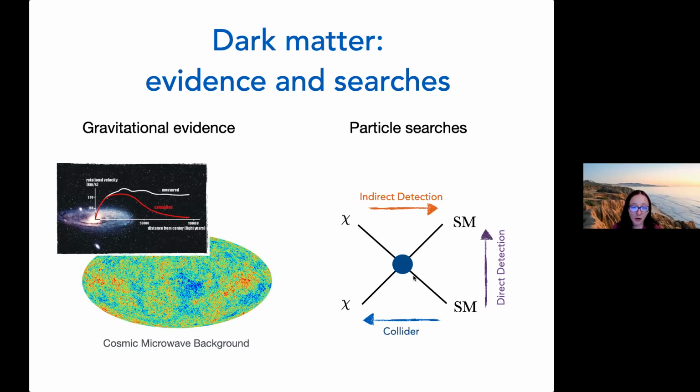And this diagram is really based in the thermal freeze-out story of WIMPs, where you can have this interaction also setting the relic abundance in the early universe. In recent years, the way we think about dark matter searches has expanded quite a bit. So there's no longer as clean of a separation between, say, gravitational evidence and particle searches. One example is that many people now use the CMB as a probe of particle interactions of dark matter.